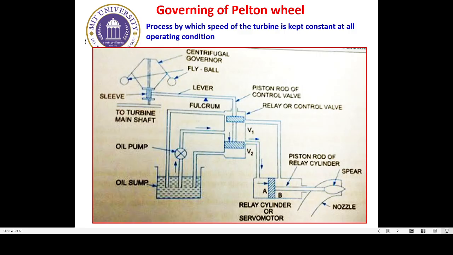Then we have the relay cylinder or servo motor here. Then the control valve or distribution valve or relay valves; we have valve V1, valve V2. Then toward the upper left corner we can see one centrifugal governor. We can also call this a pendulum, and this is normally driven by a belt or gearing arrangement from the turbine shaft, isn't it? So I can see that the centrifugal governor is connected to the main shaft of the turbine.